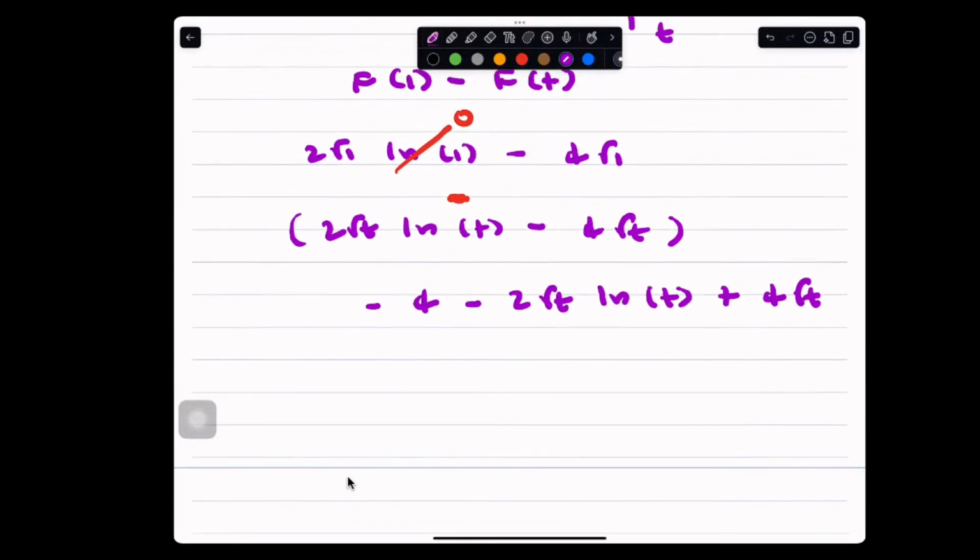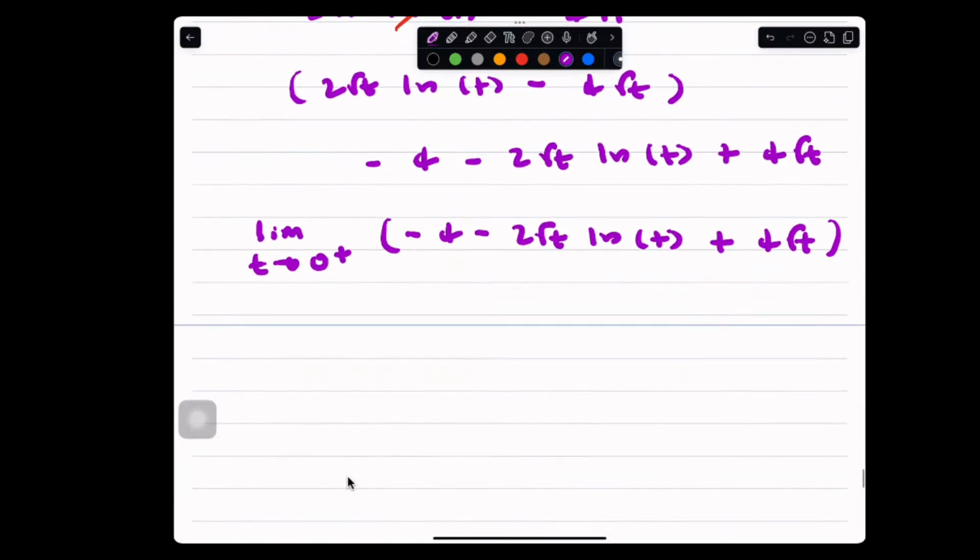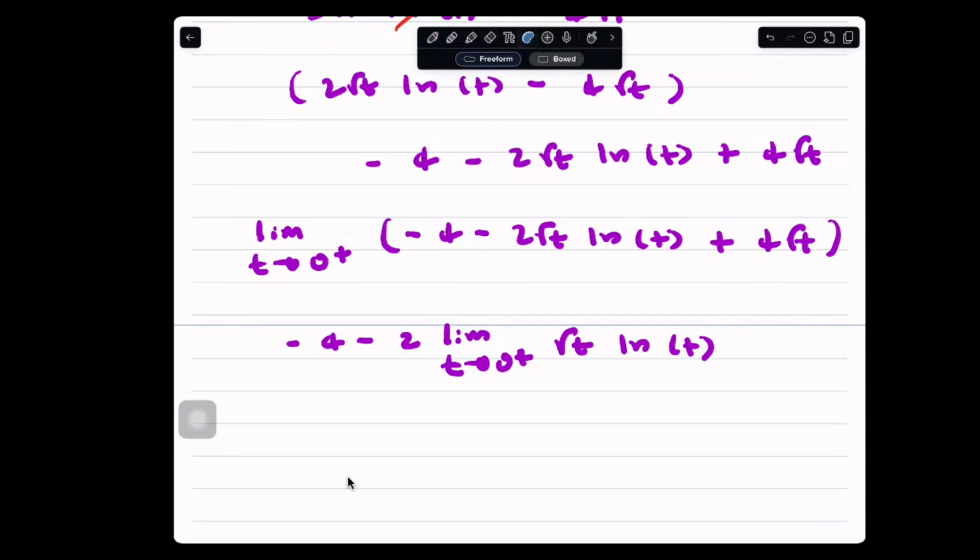So now we'll look at this limit. T goes to 0 from the right, negative 4 minus 2 square root of t natural log t plus 4 square root of t. Now, by properties of limits again, the limit of a sum is a sum of the limits. Limit of a difference is a difference of limits. Limit of a constant is a constant. In other words, by properties, we're going to end up with this. Just using properties of our limits. Okay?